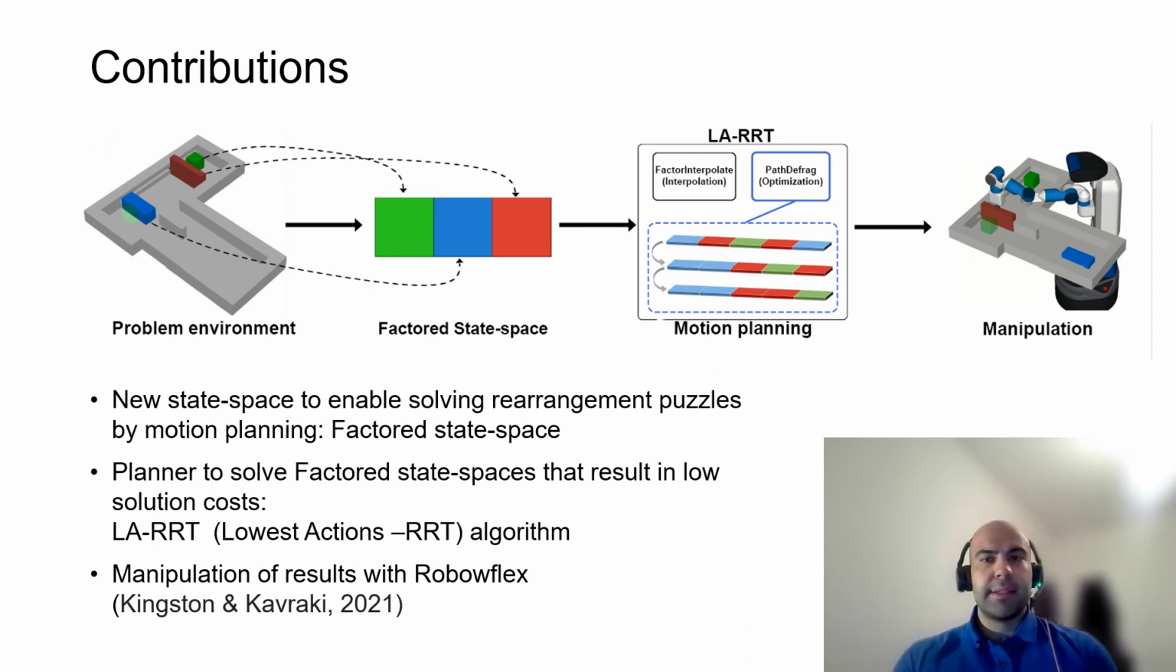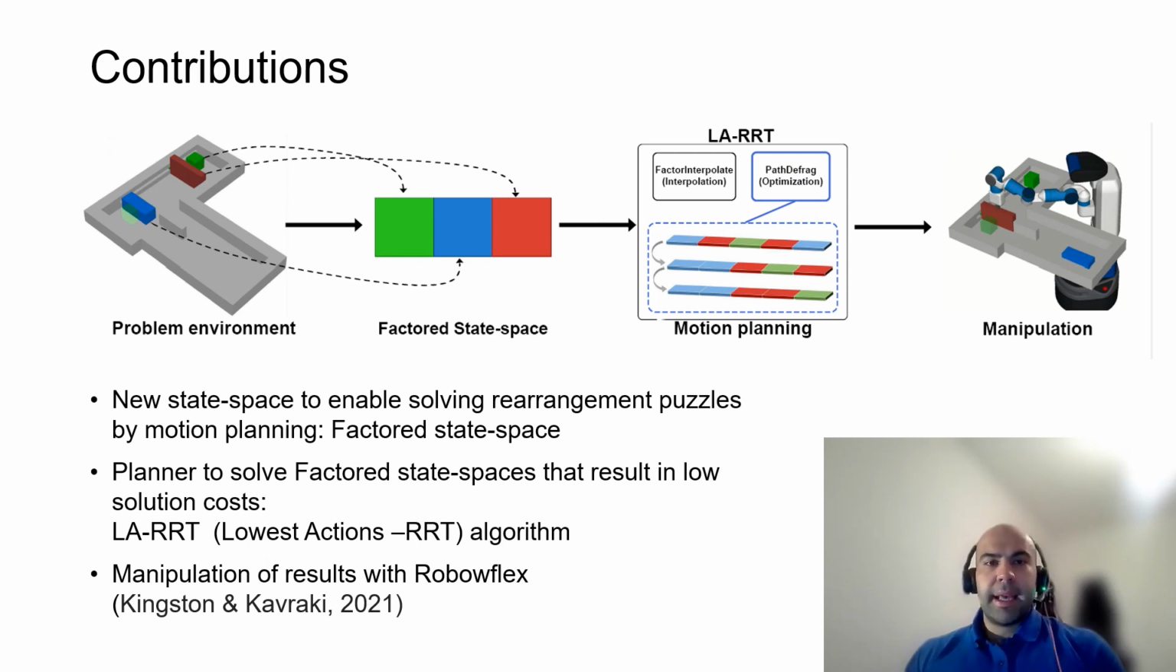To achieve that, we present a new state space that is called the factored state space. A factored state space is a translation of the movement constraints of the objects into a state space that is divided into logical parts, which we call factors. As you can see in the figure, in the problem environment, let's say we have these three objects, and each one is represented by its corresponding factor, here depicted in its color in the state space.